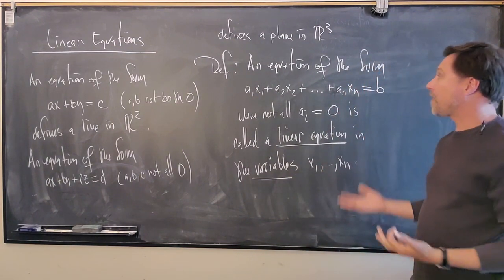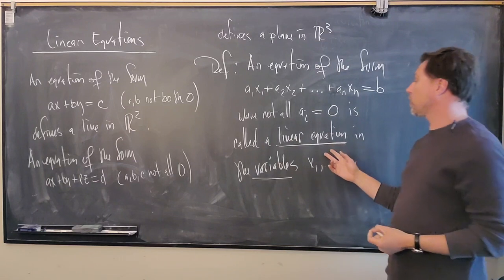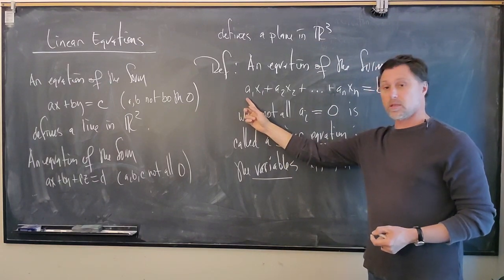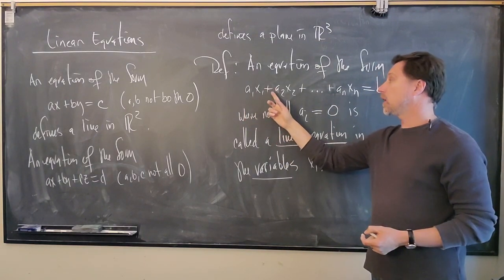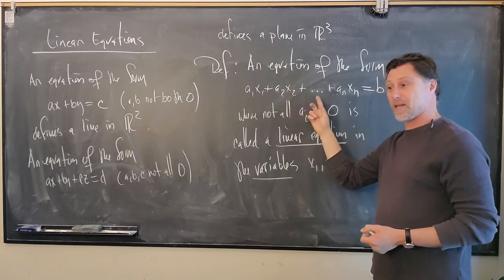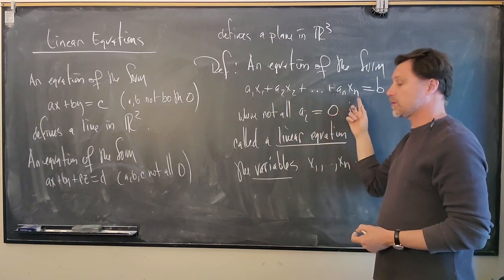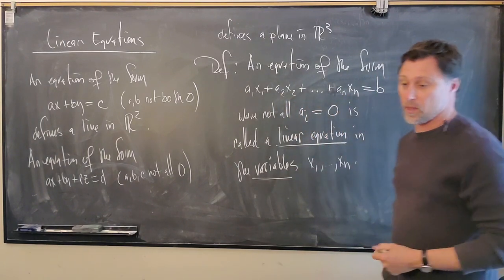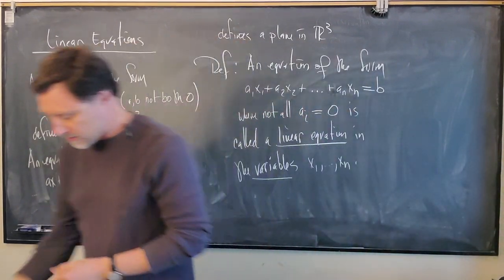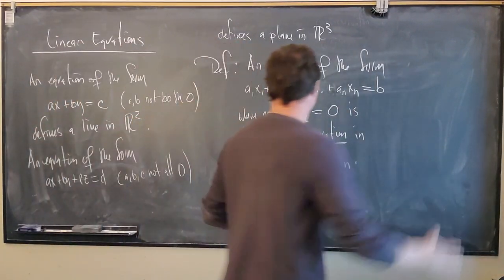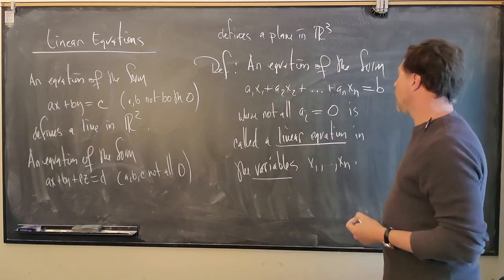Right, so what do we have? The main characteristic of a linear equation then, constant times variable plus constant times variable plus ... plus constant times variable equal to constant on the left or on the right hand side. Right, so this is the definition then of a linear equation.